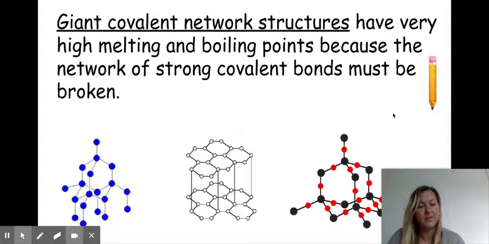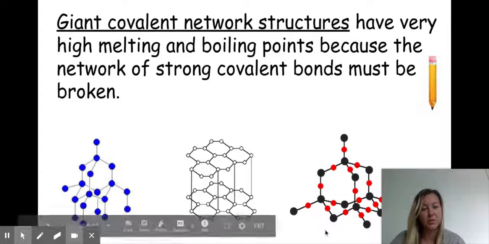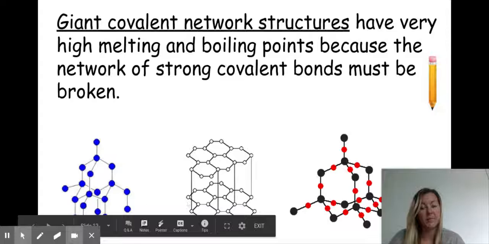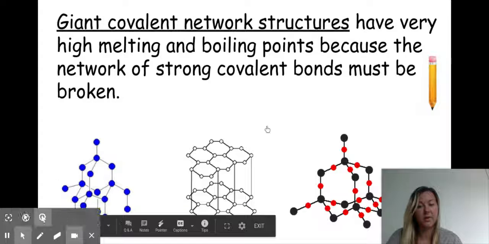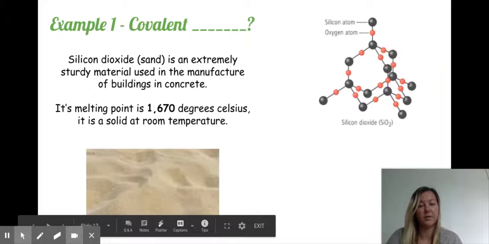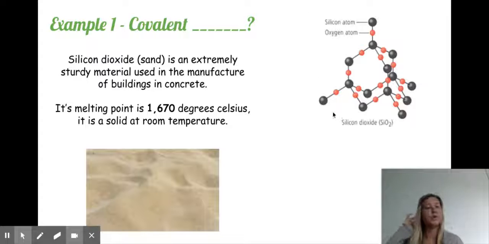Try your best to draw the diagrams. You do need to know what these structures represent. This one here in the middle is carbon in the form of graphite. It's a little bit different. It has layers. But if you wanted to copy this one, the blue one here, that would be absolutely fine. So I've got two examples here. Basically, I'm going to talk you through each example, and I want you to tell me what kind of covalent compound it is. Is it a covalent molecule, or is it the network?